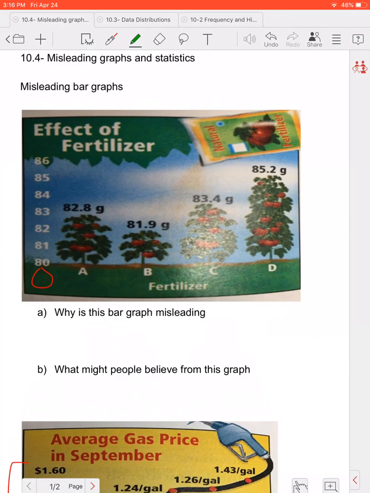So we have a graph here. We have the effective fertilizer. We have fertilizer A, B, C, and D. And looking at these plants, right now I'm definitely going to go with fertilizer D, right? It's clearly taller than all the other ones. It seems like it's making a better, fuller plant. And that's just what I want to go with, right? So what people might believe is fertilizer D is best, okay? So I want to spend my money on it.